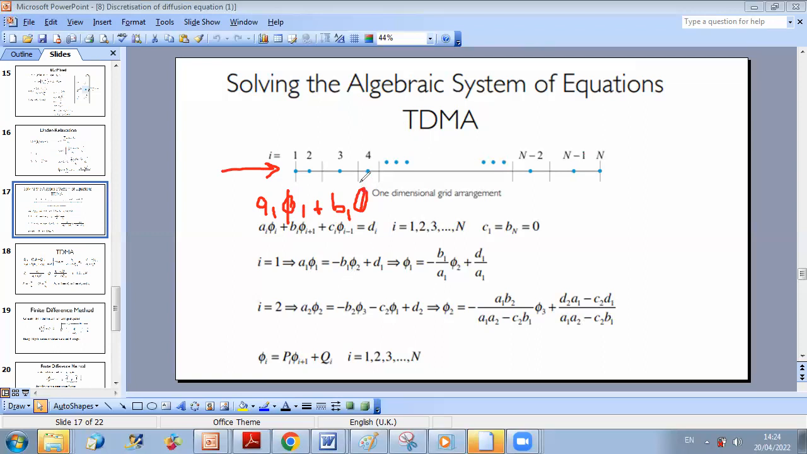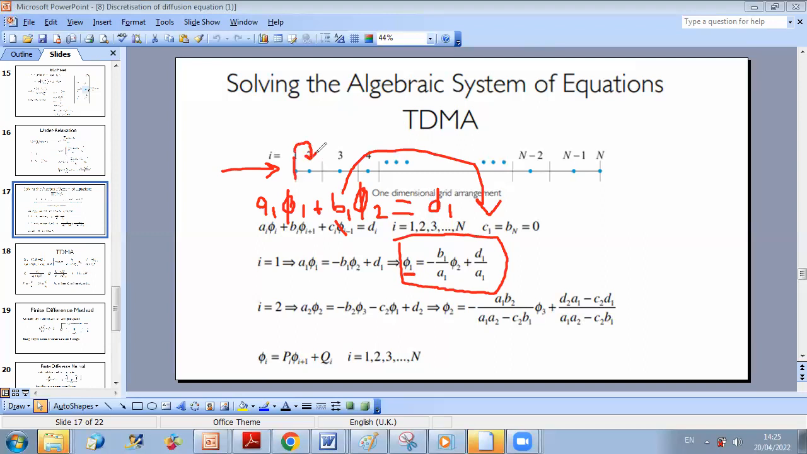And as we said, C1 is 0 because we don't have a cell before it. So this term will cancel out, equals D1. So for the first cell, if I want to relate phi 1 to phi 2, if I take this term to the other side and I divide by A1, I get that phi 1 is minus B1 over A1 phi 2 plus D1 over A1. So I can relate the variable at boundary 1 to the variable at 2.